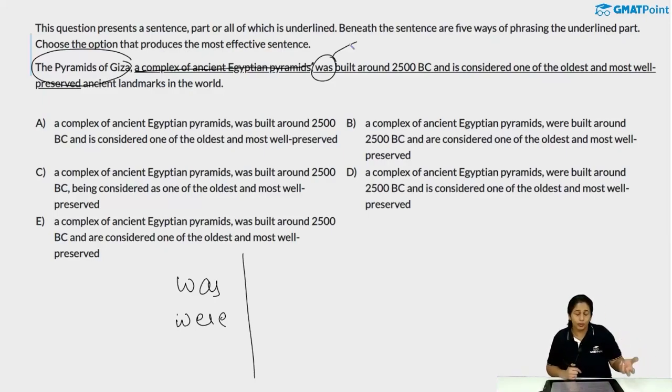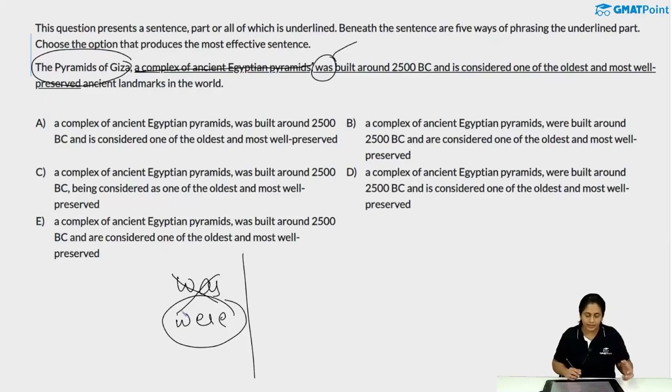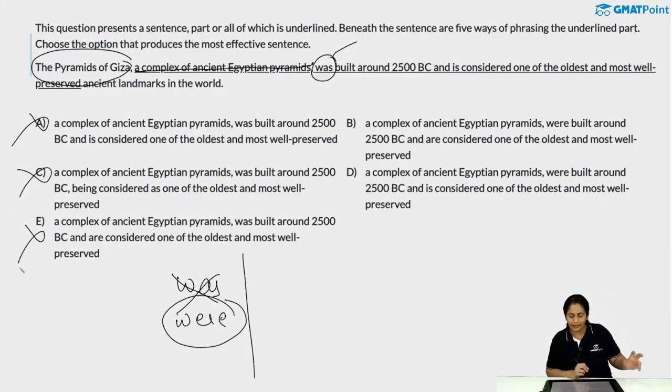It is a plural subject, and because it's a plural subject, it should take a plural verb. So instead of was, we should have were. The pyramids of Giza were built around 2500 BC. So that eliminates option A, option C, option E. We are left with options B and D as such. Were built around 2500 BC.